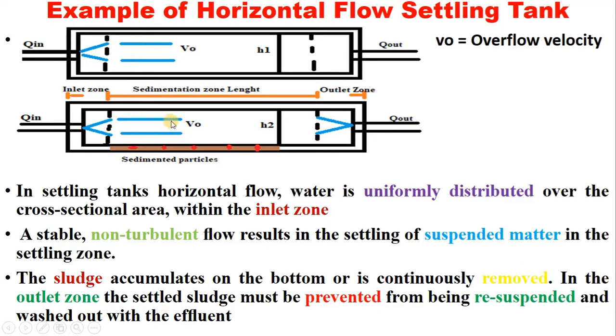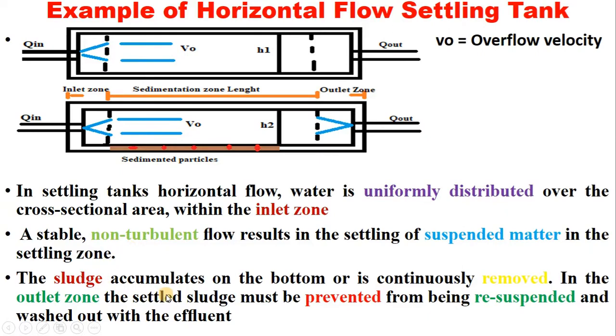Now, as the water comes into this sedimentation zone, in horizontal flow settling tanks, water is uniformly distributed over the cross-section area within this inlet zone. A stable, non-turbulent flow results in the settling of suspended matter in the settling zone. You can see the way the water flows here within this overflow velocity, a stable, non-turbulent flow. This helps to enhance sedimentation.